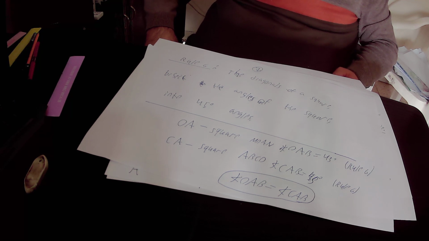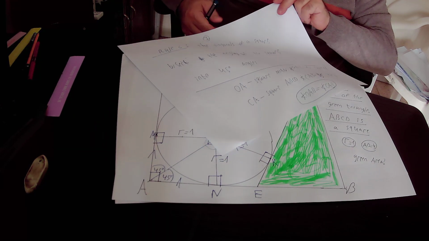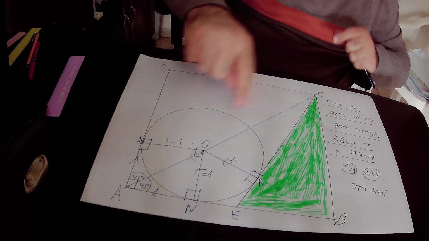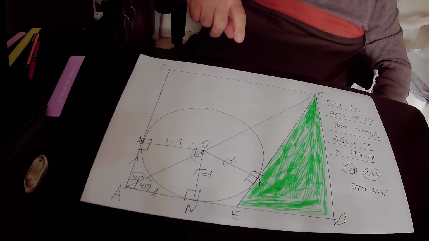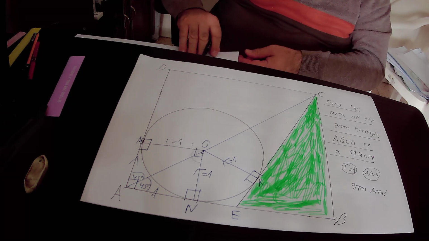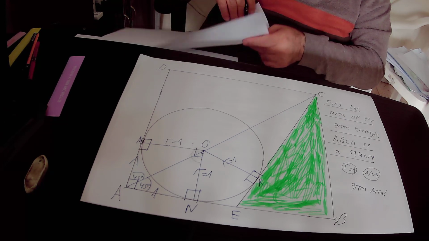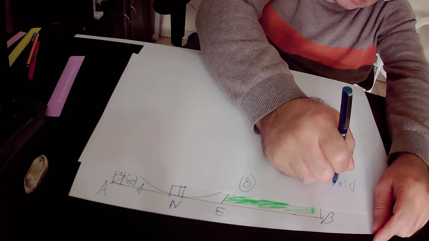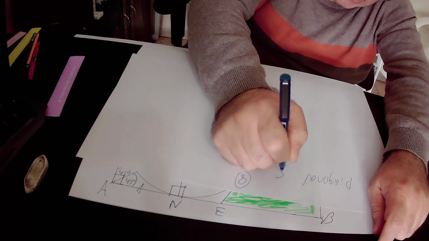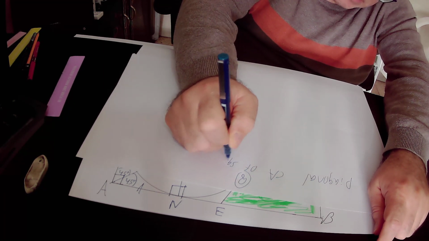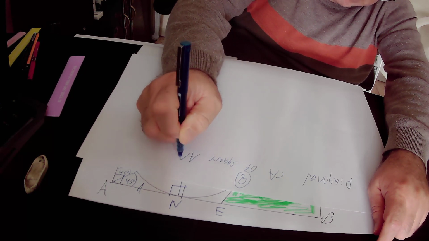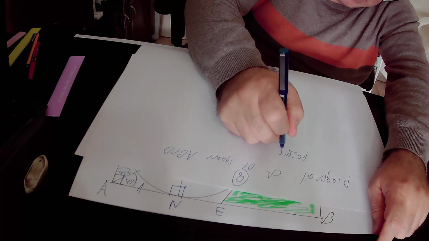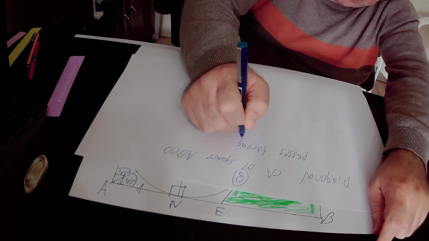And from the fact that angle OAB equals angle CAB, we will conclude that diagonal CA of square ABCD passes through point O. So I will write it down. We will conclude that diagonal CA of square ABCD passes through point O.